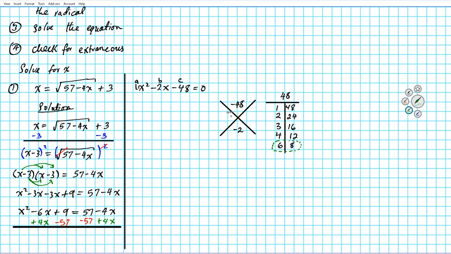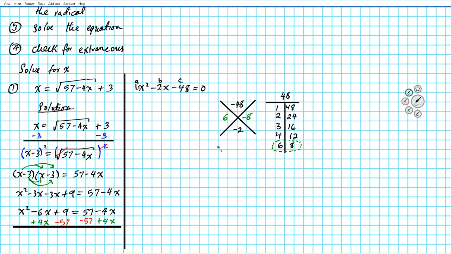Okay, so 6 and 8, how can we make it work? Since the sum is negative, the bigger one has to be negative. So we have 6 minus 8 is negative 2, and 6 times negative 8 is negative 48. Excellent. Now, we can factor by grouping or just head right to the factored state.